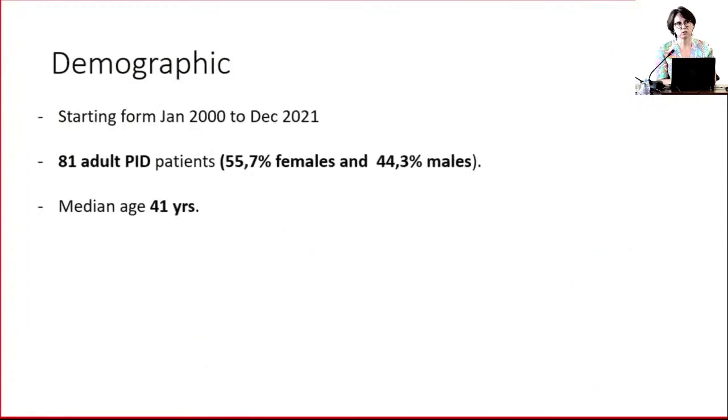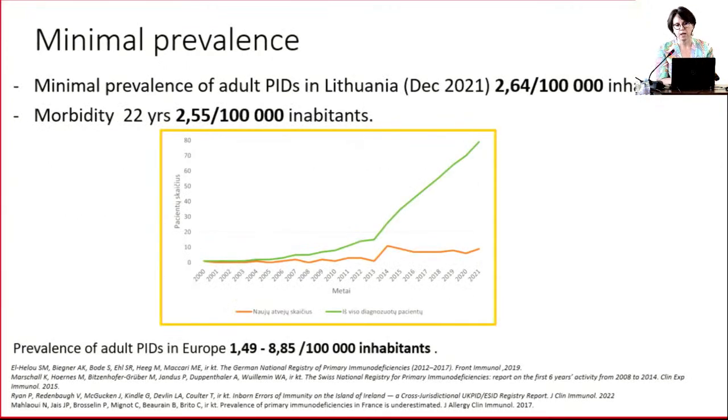So what can we say about our patients? We have 81 adult patients with diagnosed and confirmed primary immunodeficiencies, roughly equally males and females, and the median age of our patients is 41 years. The minimal prevalence of adult primary immunodeficiencies in Lithuania was calculated, and it is 2.5 per 100,000 inhabitants. When comparing with data from different European countries, you see it varies a lot, from 1.5 to 8.5, almost 9 patients per 100,000 inhabitants. So we are not very good, probably. There is some space for better diagnostics, but still we are not very bad.